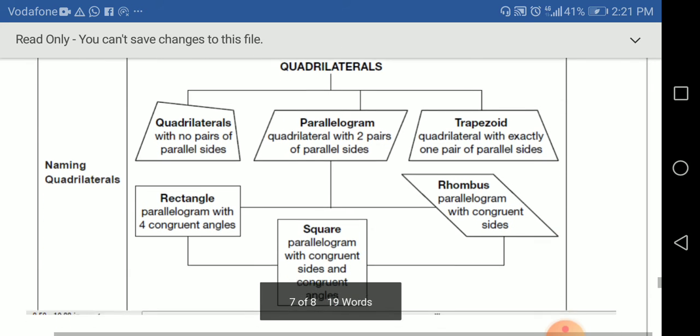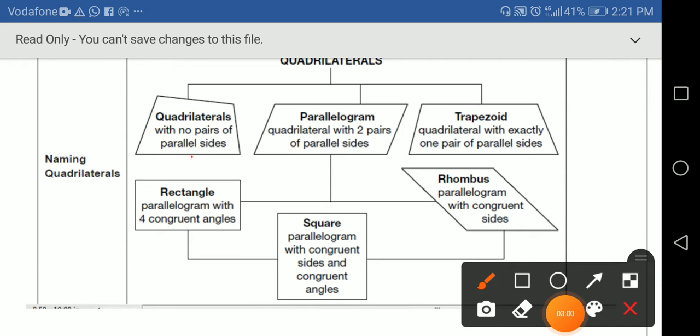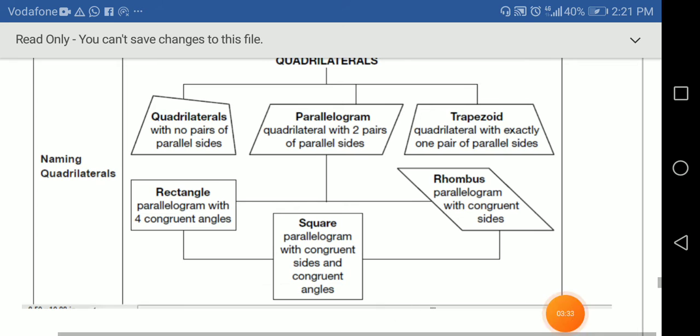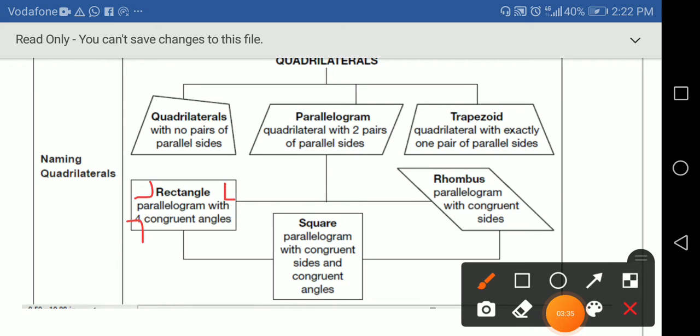We have some types of quadrilaterals. As you see, this is a quadrilateral with no pair of parallel lines. This kind is a parallelogram: each two opposite sides are parallel to each other. Trapezoid: just one pair of opposite sides that are parallel. Rectangle: each two opposite sides are parallel and equal in length, and all angles are perpendicular, so I got 90 degrees, 90, 90, 90.